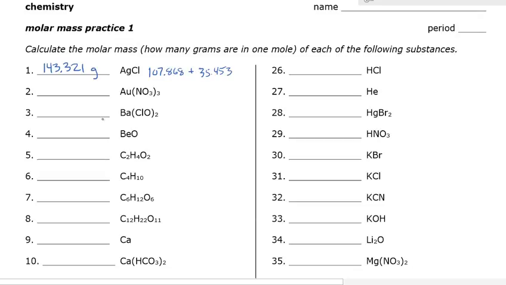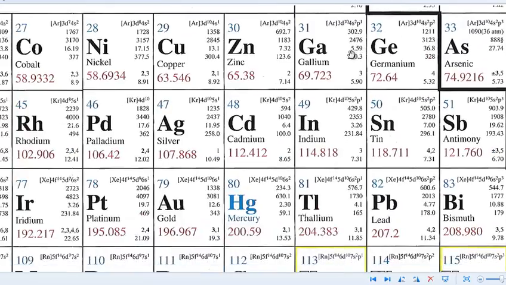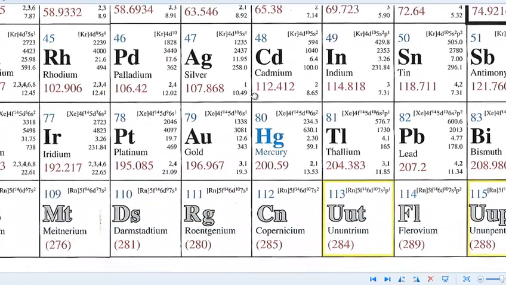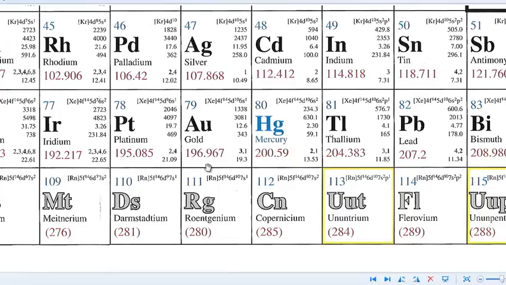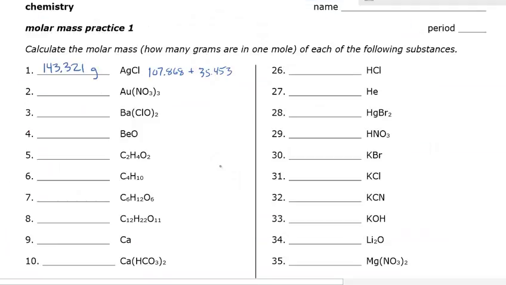All right, let's do another example. Let's look at number 2. This is another gold nitrate, gold 3 nitrate. So I need gold's molar mass. Go back to my periodic table again. And here's gold, 196.967. It's a pretty heavy atom. 196.967. Okay.